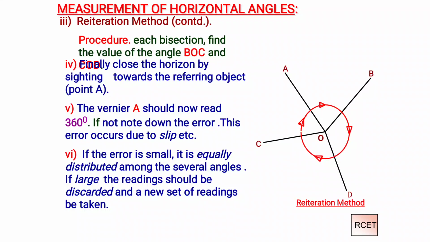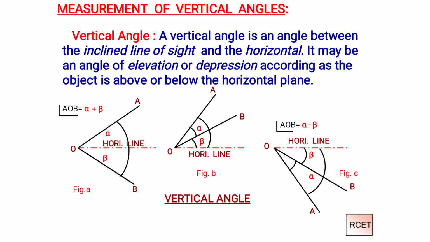Finally, close the horizon by sighting towards the referring object, that means point A. The vernier A should now read 360 degrees. If not, note down the error. This error occurs due to slip, etc. If the error is small, it is equally distributed among the several angles. If large, the reading should be discarded and a new set of readings taken.